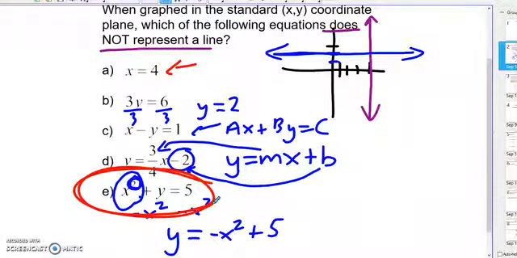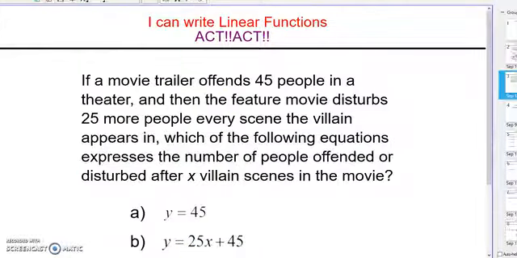Okay, let's move on. All right, so the very first case we're going to look at here is a situation, and we are turning this situation into a linear function.